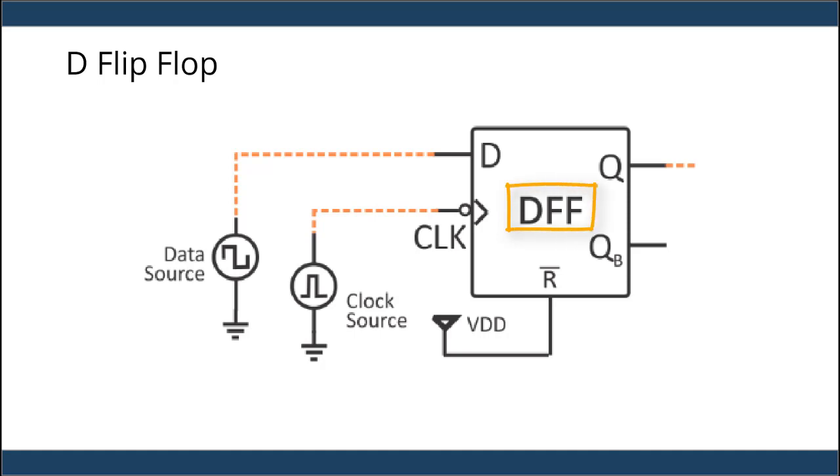Now, D flip-flops are also called delay flip-flops because they transfer data from the input to the output on every clock. As you can see, this is a negative edge triggered D flip-flop with active low reset. To simulate a D flip-flop, we'll need a D flip-flop component and three voltage sources for data, clock, and reset pins. So let's go to the LTSpice simulator.